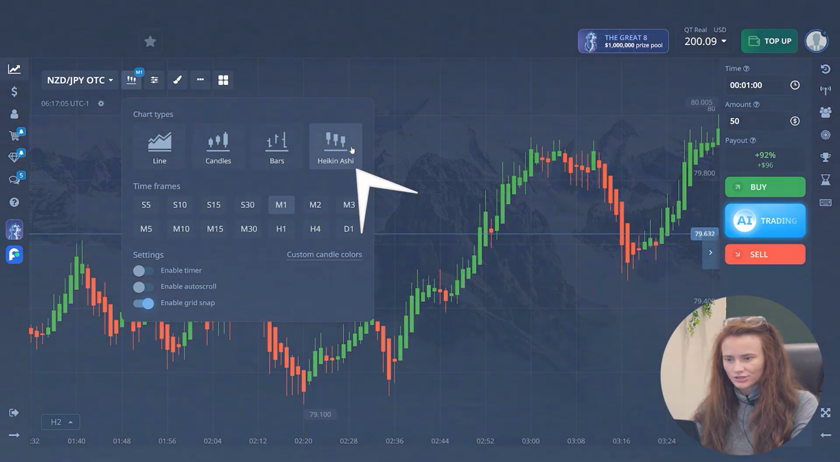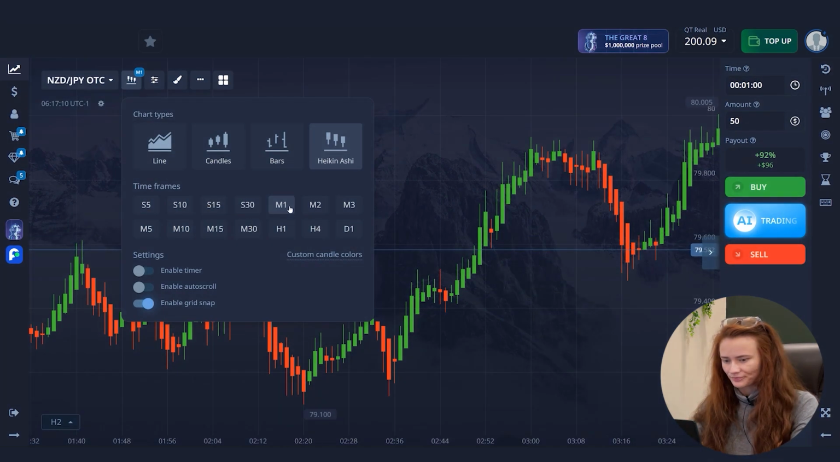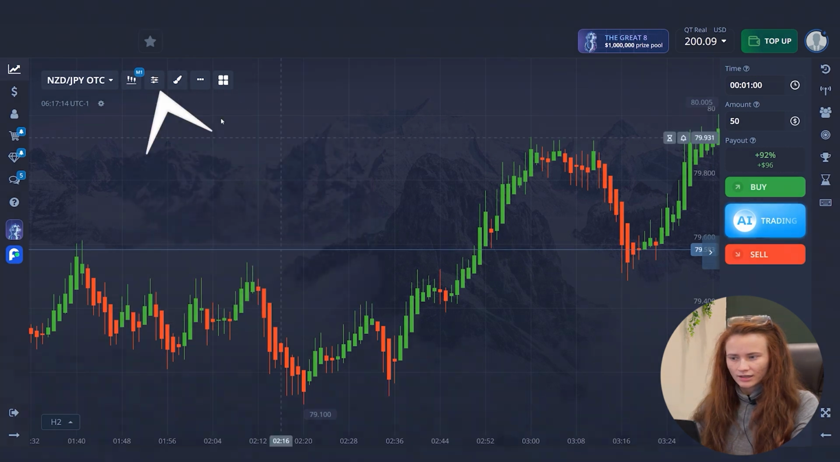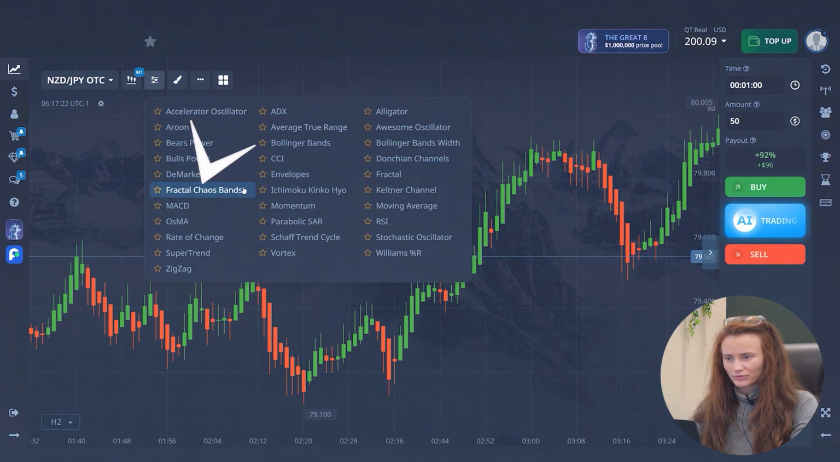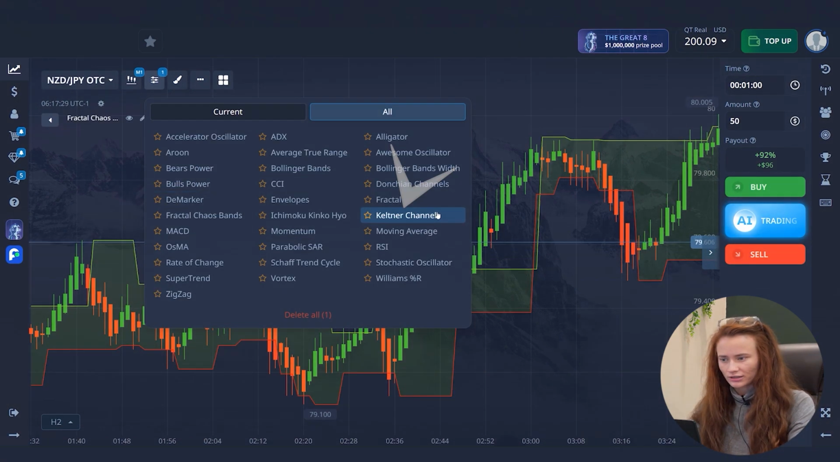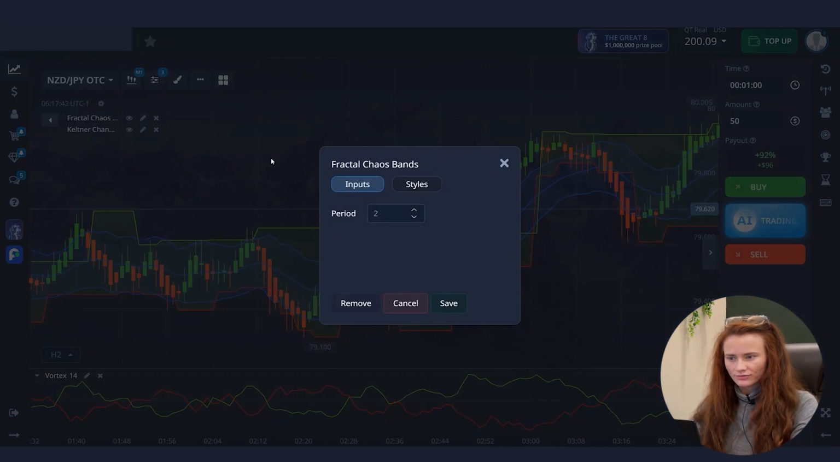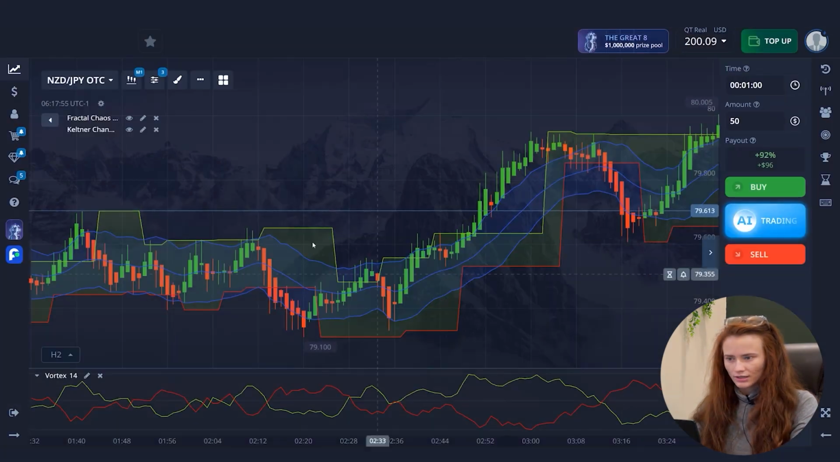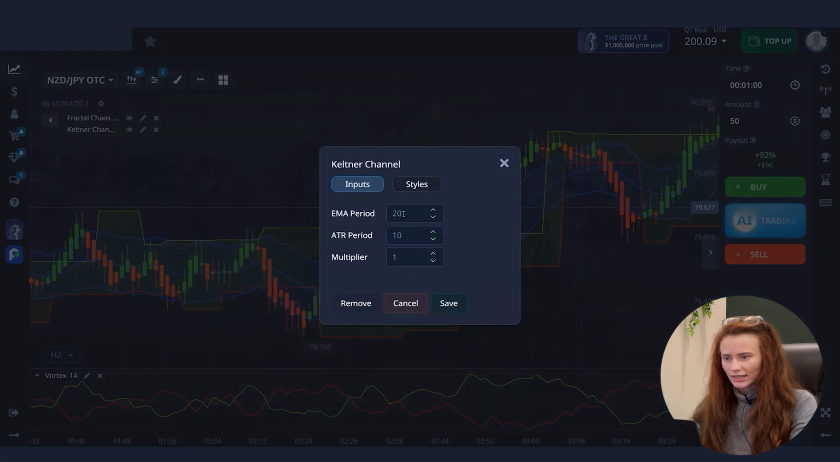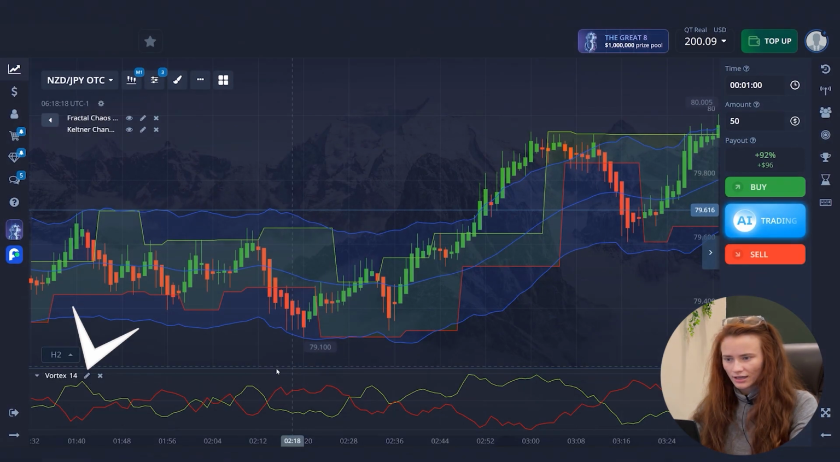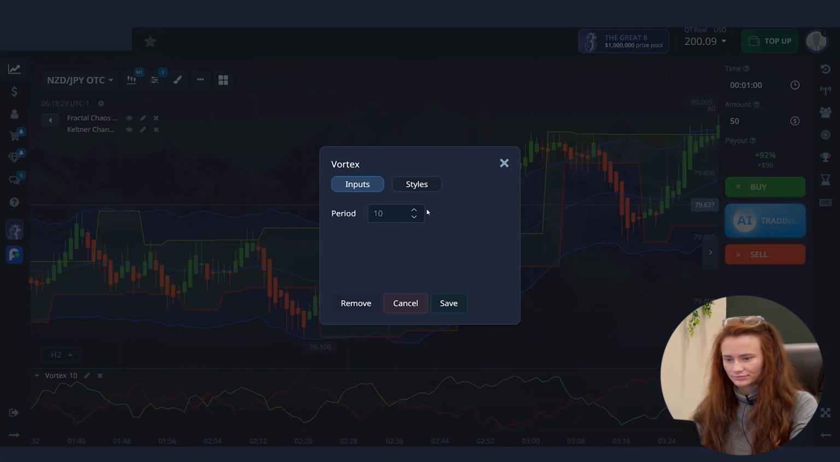I will use the Heikin-Ashi chart type. Time frame will be 1 minute. And now turn on the indicators. It will be fractal chaos bands, Keltner channel and vortex. In the settings of fractal chaos bands, we'll make the period 3. Now set the Keltner channel. EMA period will be 40. ATR period will be 20. Multiplier will be 2 to expand the display area. And the vortex indicator has a period of 10.